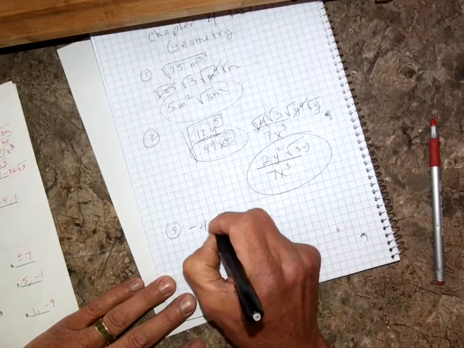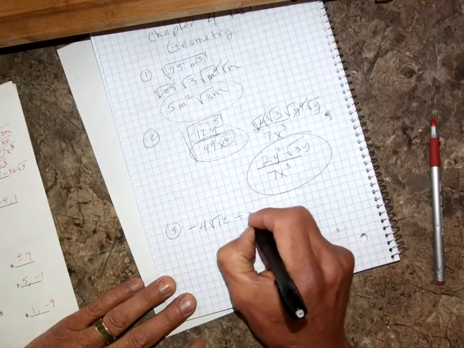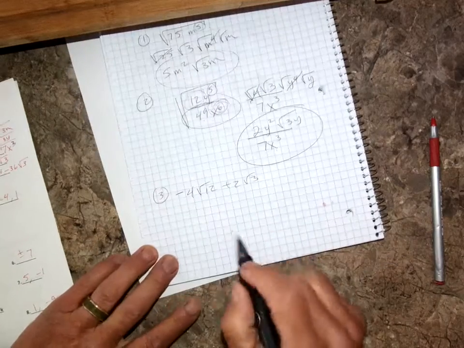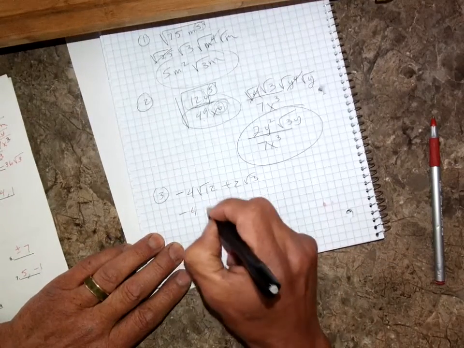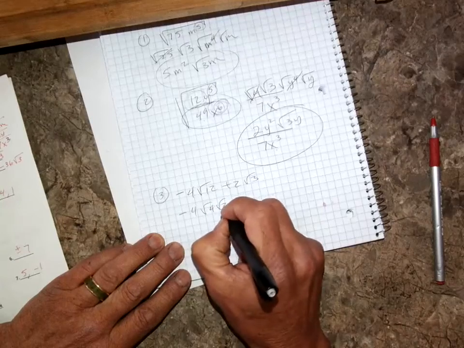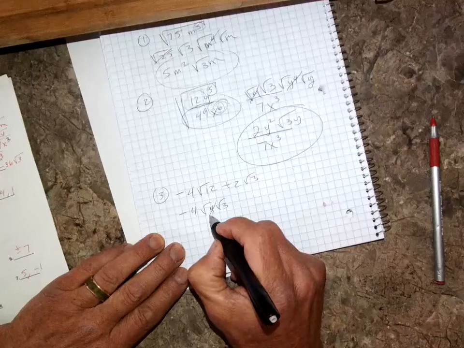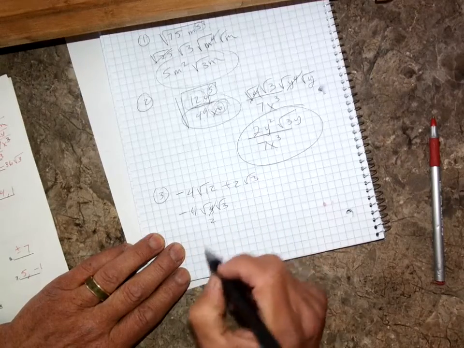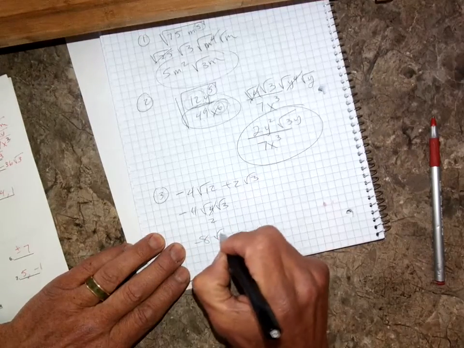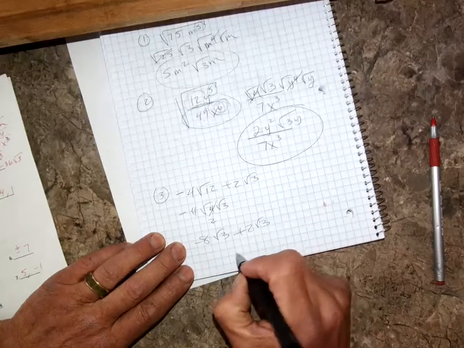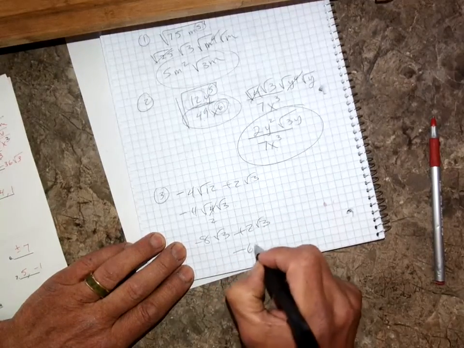Okay, number 3. Again, too fast, just stop it. Negative 4 square root of 12 plus 2 square root of 3. Well, I can't add them unless they're the same. So I'm going to change this square root of 12 to square root of 4 times square root of 3, because 4 times 3 makes 12, and the square root of 4 is 2. This 2 times negative 4 is negative 8 square root of 3. Then I bring down plus 2 square root of 3. I can combine those because they're the same: negative 6 square root of 3.